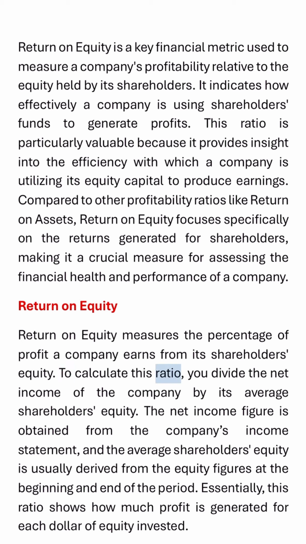To calculate this ratio, you divide the net income of the company by its average shareholders' equity. The net income figure is obtained from the company's income statement, and the average shareholders' equity is usually derived from the equity figures at the beginning and end of the period. Essentially, this ratio shows how much profit is generated for each dollar of equity invested.